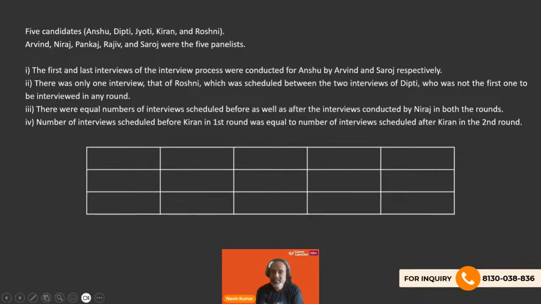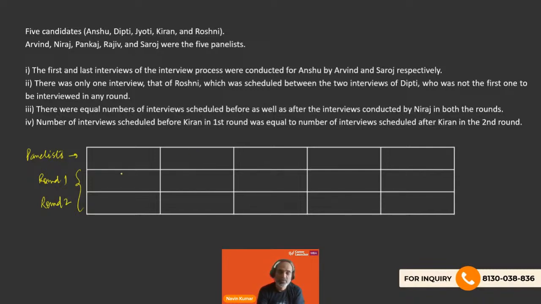So the five candidates are Anshu, Dipti, Jyoti, Kiran, and Roshni, and the five panelists are Arvind, Neeraj, Pankaj, Rajiv, and Saroj. So the first and last interviews of the interview process. I'm going to write down the names of the panelists here because those are fixed. And this is going to be round number 1, and this is going to be round number 2.